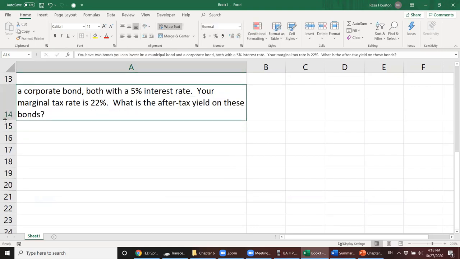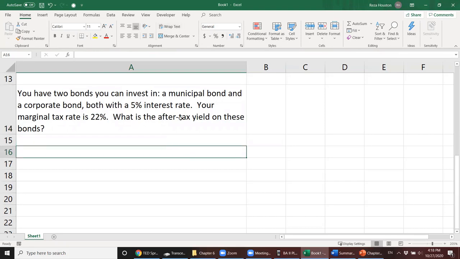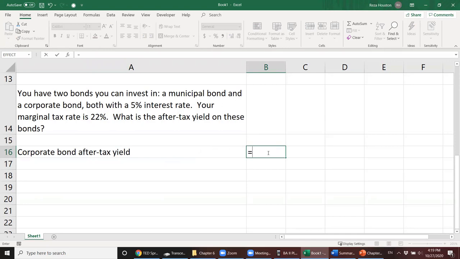So here's an example that I might reasonably throw at you on the exam. You can invest in either of these two bonds. What is your after-tax yield on these bonds? We know that the pre-tax yield is 5%, but only one of these bonds, the corporate bond, is going to require you to pay taxes on any gains on that bond. So our yield on the corporate bond would be 5% times 1 minus our tax rate, or 0.22, or 3.9%.